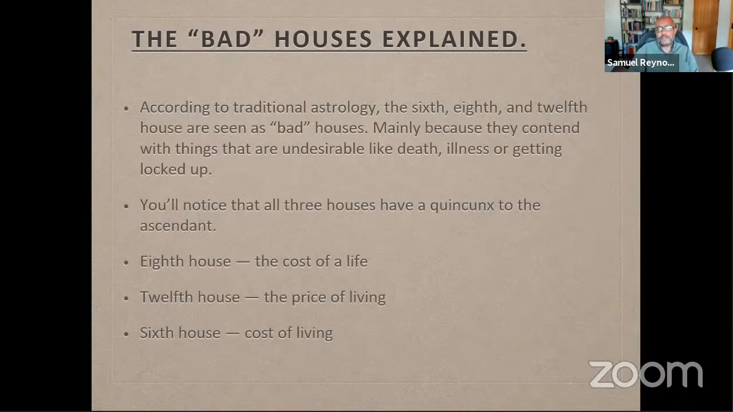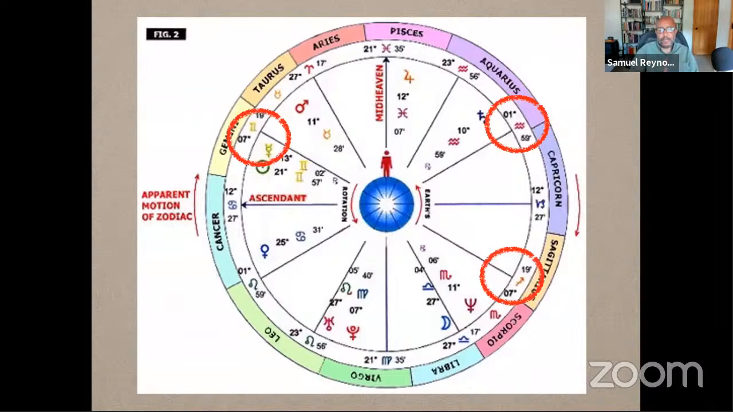You notice that all 3 houses have what we call a quincunx to the ascendant, or what I should say, an inconjunct. So let me explain that for those of you who are not familiar with aspects, which is fine. A quincunx or an inconjunct is when a planet or a point has a 30-degree or 150-degree relationship to another point. So in this case, both this point, the 6th house cusp, and the 8th house cusp, are 150 degrees from the ascendant.